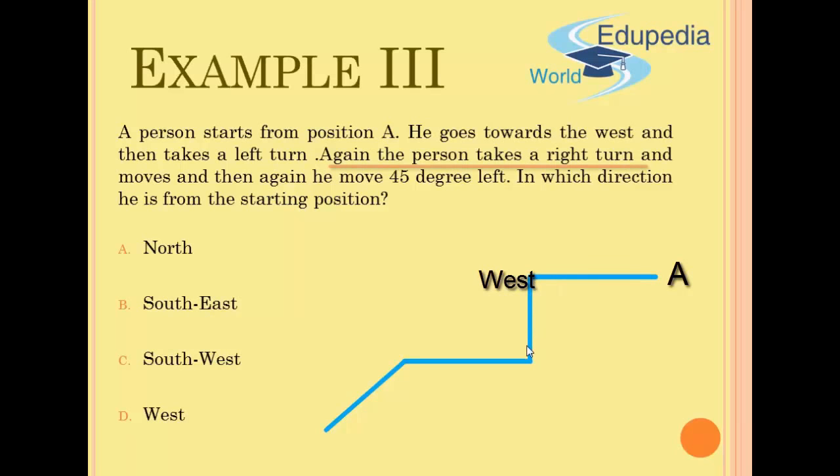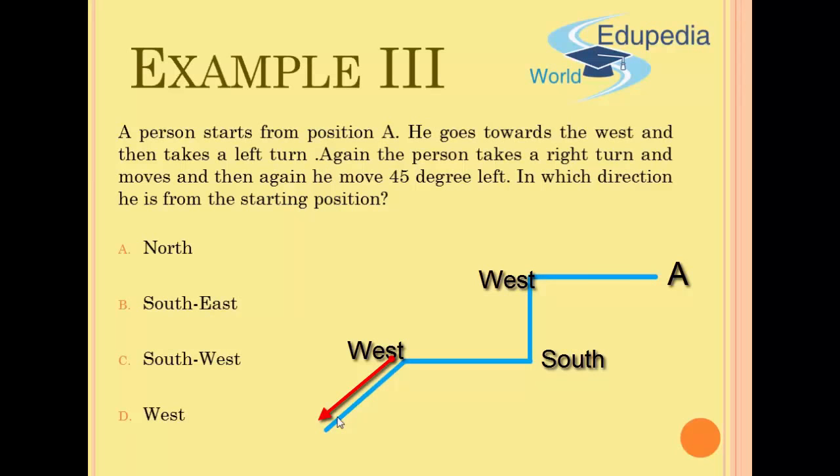After moving for some distance, again the person takes a right turn. Now when I'm moving in the south direction, my right is towards the west. Left and right get reversed. That's why it's very important to know the relative positions of left and right with respect to the direction. So I take a right turn and I keep moving. Then again he moves 45 degrees left. After moving for a while, he moves to the left, but he doesn't take a complete turn. He takes only half a turn. He moves 45 degrees to the left, and I'm moving in this direction.